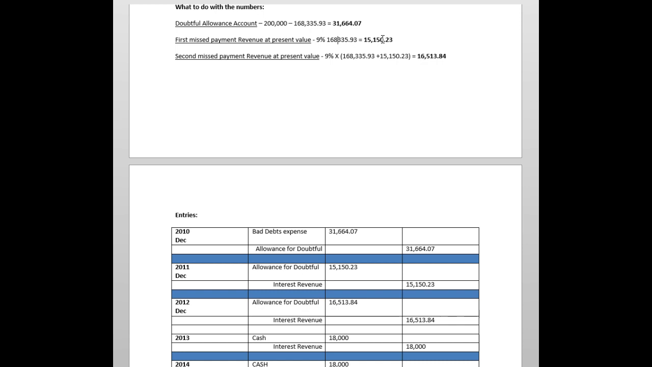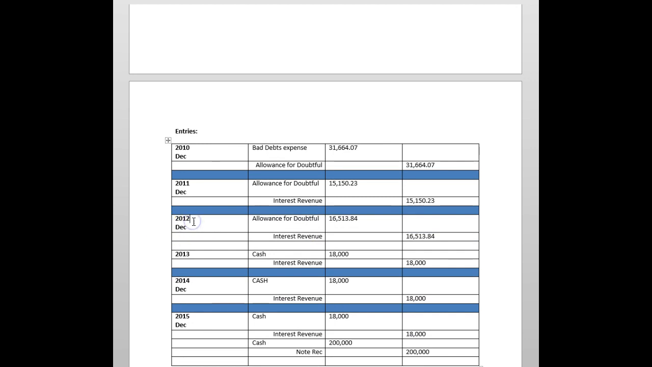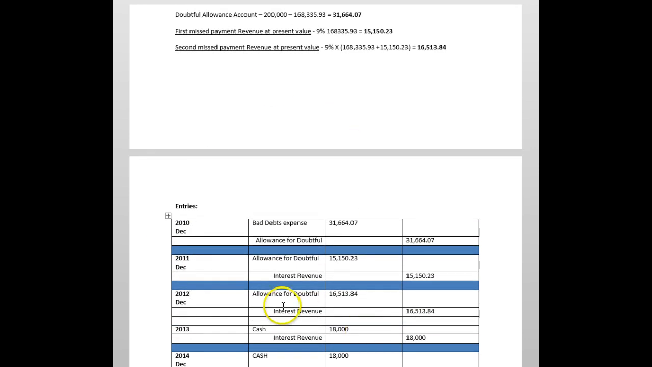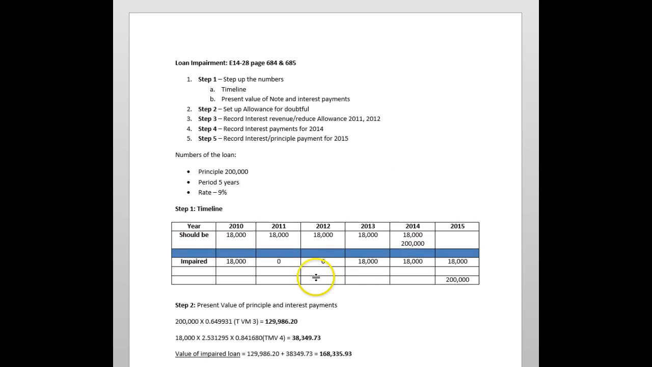This is the number that should be returned, and that'll be a revenue, but that revenue is not really going to mean too much because it's counterbalancing the bad debt expense. You will then debit the allowance account. Come down to year 2012, same thing, only now the present value of that amount of money is added with that $15,000. So this becomes our present value for 2012 right here times 9%, and that'll give you this number. So now you've taken care of these 2 years right here.